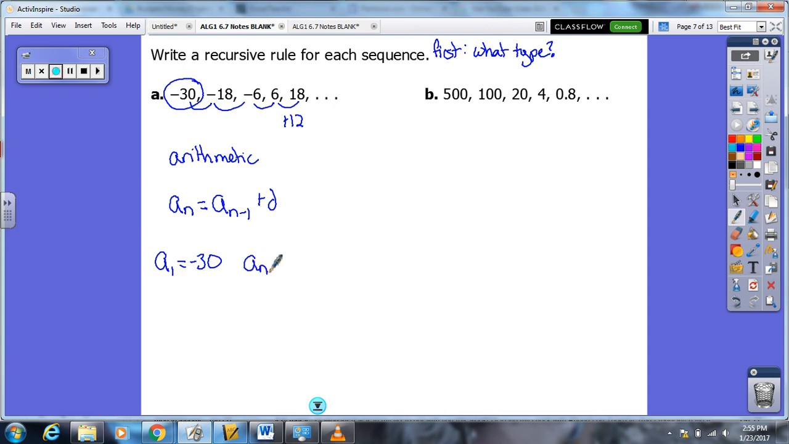Then we go ahead and do our formula. So we put a sub n equals a sub n minus 1, and then our common difference is how much it's changing by every time. That's d right there. So this is our answer.